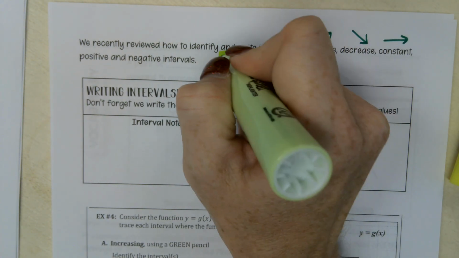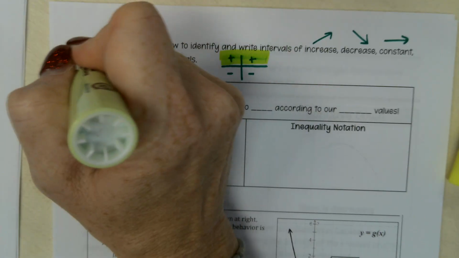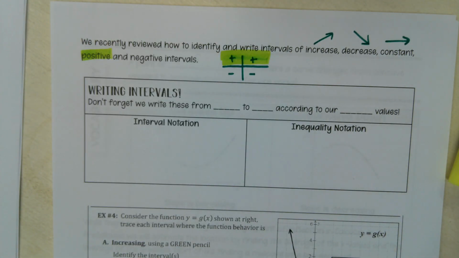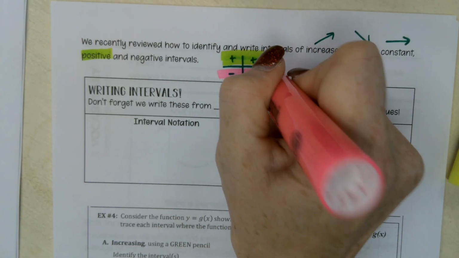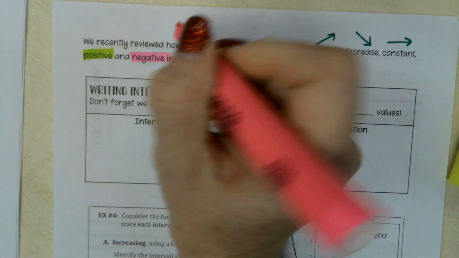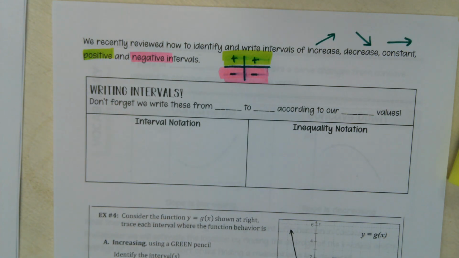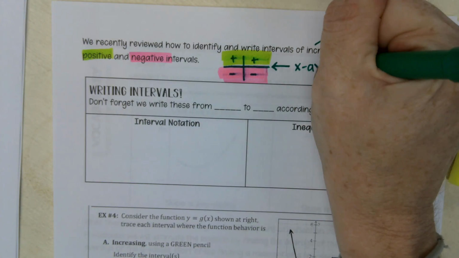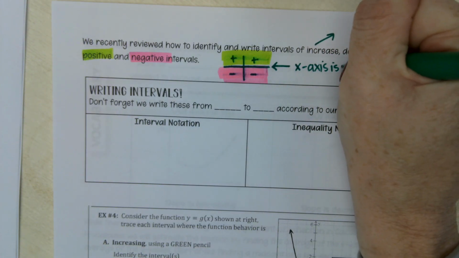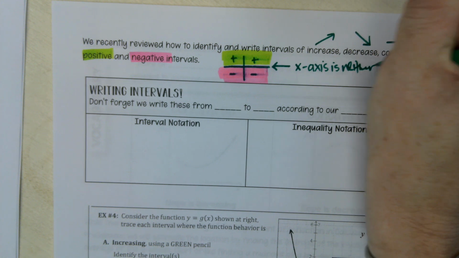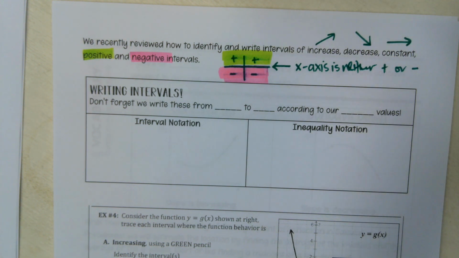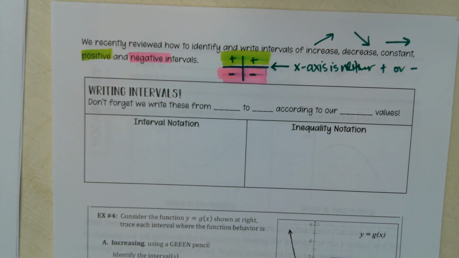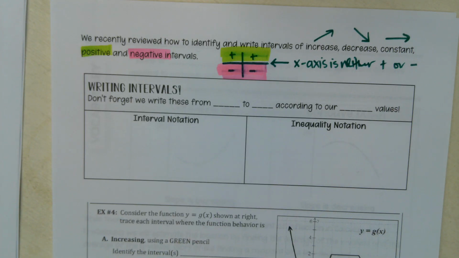So positive right here lies above, and negative lies below the x-axis. And I do want to make a note right here that the x-axis is neither positive nor negative. That is neutral, okay? Positive and negative, above or below the x-axis.